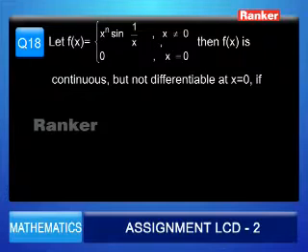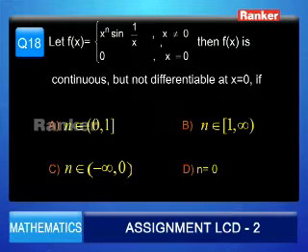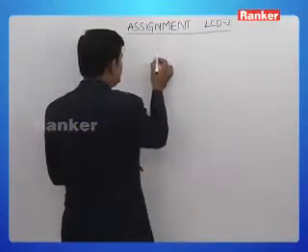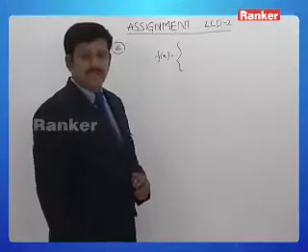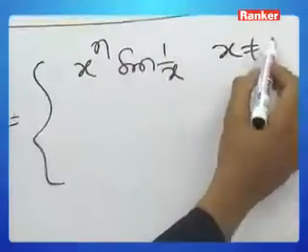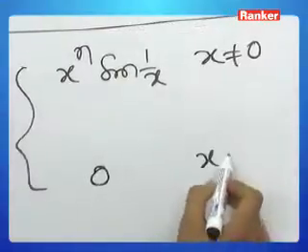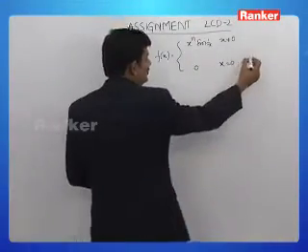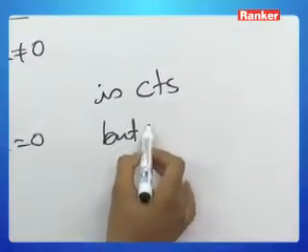Next question. Let f of x be equal to x power n sin 1 by x if x is not equal to 0 and 0 when x is equal to 0. Then f of x is continuous but not differentiable at x equal to 0 if option A, n belongs to open interval 0 to 1, option B, n belongs to closed interval 1 to infinity, option C, n belongs to minus infinity to 0, and option D, n equal to 0. The question says the function f of x is equal to x power n sin 1 by x when x is not equal to 0 and 0 when x is equal to 0, and it is continuous but not differentiable.